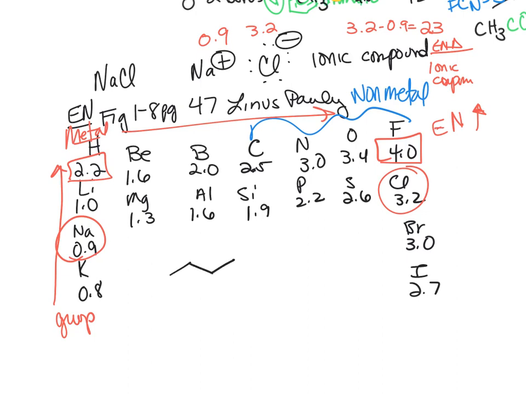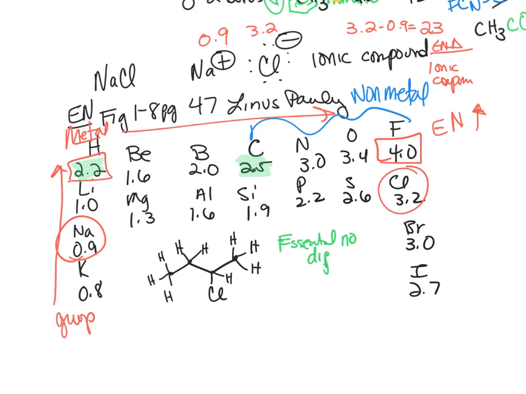So if you have a compound like this, and you wanted to draw all your hydrogens in, this carbon has 2 bonds, so it must have 2 hydrogens. The carbon-hydrogen bonds are considered not to have an electronegativity difference. So you see a 2.2 and a 2.5. This is considered essentially no difference. And that's considered in organic chemistry as non-polar.